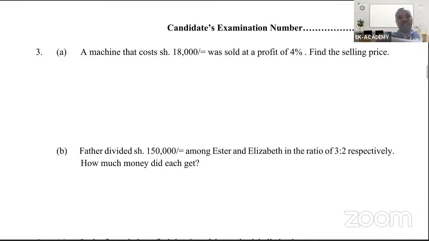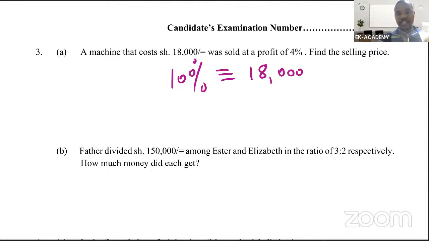A machine that cost 18,000 shilling was sold at a profit of 4%. Find the selling price. One of the best approaches to solving this kind of question is to compare the percentage of selling price and buying price with the corresponding amount. So in our case, we were told that a machine cost 18,000 shilling, so we can say 100% corresponds to 18,000 shilling. Now, when a machine is sold at a profit of 4%, the percentage corresponding to the selling price will be 104%. This is equivalent to the selling price.